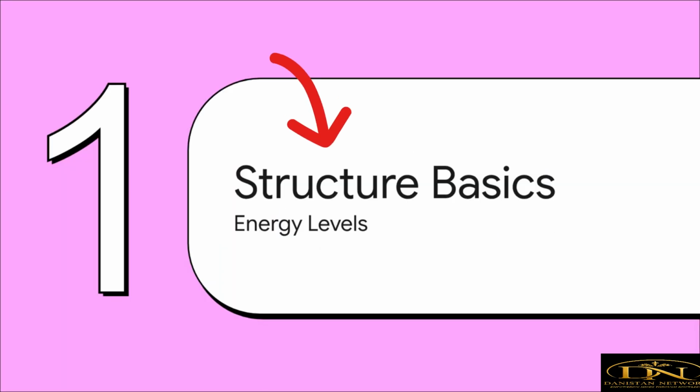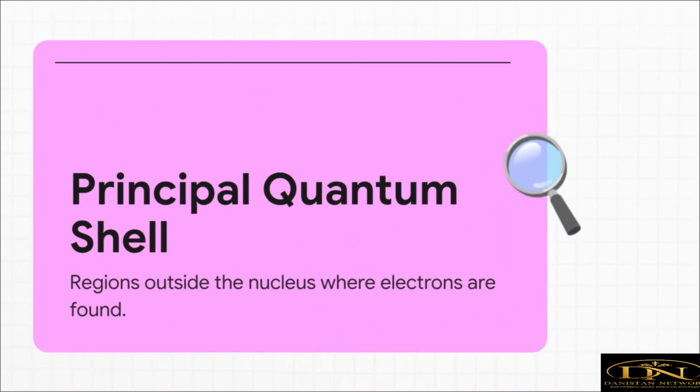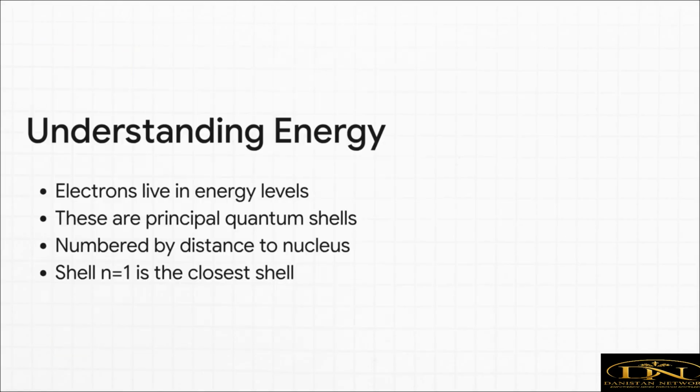The electronic structure basics, energy levels, and shells. We've got to establish our baseline straight away with a core definition: principal quantum shells. These are the highly specific regions outside the nucleus where electrons are found, representing exact energy levels. Okay, let's break this down. Electrons don't just float around randomly. They exist outside the nucleus in these specific energy levels, or as we just defined them, principal quantum shells.